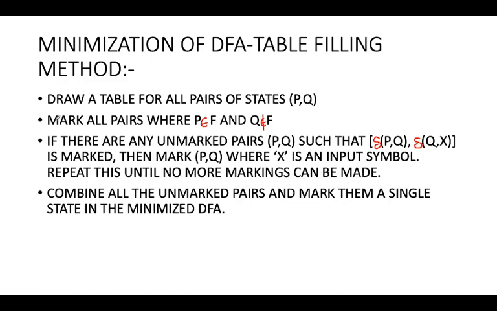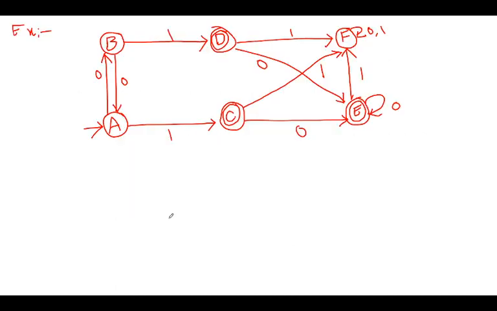First of all, listen to the following steps, then we'll move to the example and you'll be clear about this method. Finally, combine all unmarked pairs and make them a single state; that is the minimization. Let's go to an example to make that clear. Here is another basic, simple example.